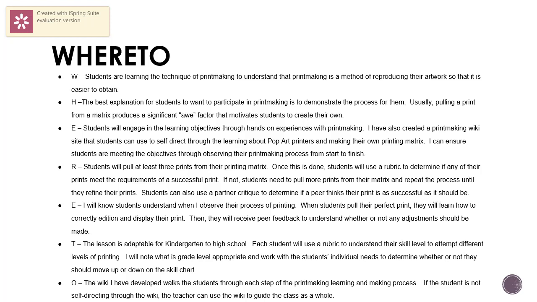The lesson is adaptable for kindergarten to high school. Each student will use a rubric to understand their skill level to attempt different levels of printing. I will note what is grade level appropriate and work with the student's individual needs to determine whether or not they should move up or down on the skill chart. The wiki I've developed walks the students through each step of the printmaking, learning, and making process. If the student is not self-directing through the wiki, the teacher can use the wiki to guide the class as a whole.